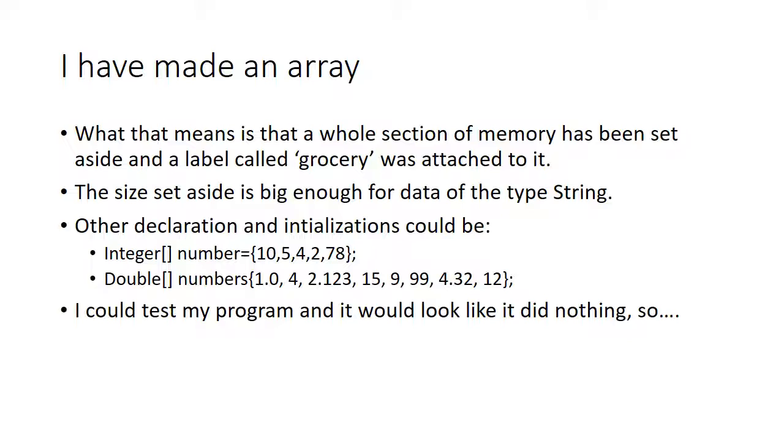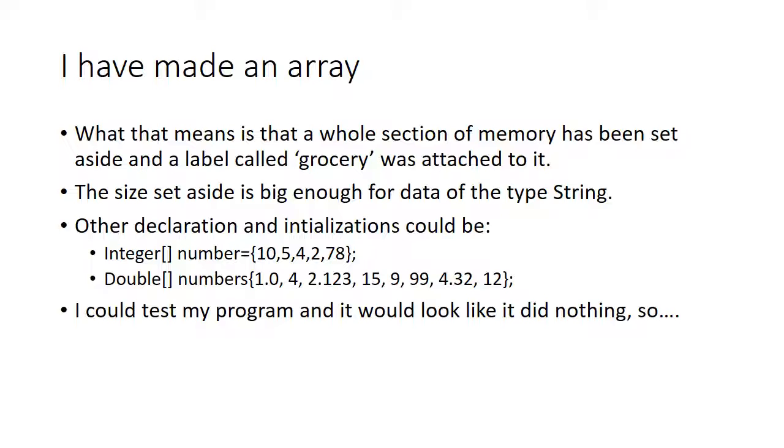At this point, we've created the array. And what that means is that the computer has set aside enough memory to store that array and attached the label grocery to that memory. There's just enough data set aside for 5 strings to be put into that memory.